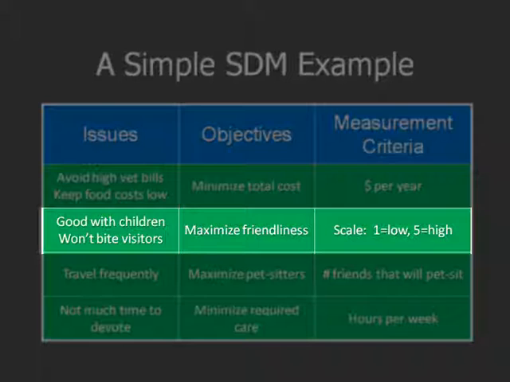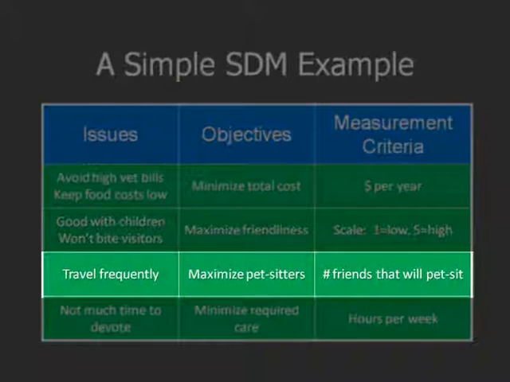And so maybe I would measure that on a scale from 1 to 5, where 1 is low friendliness and 5 is high friendliness. So that's a kind of constructed scale. I had the concern about traveling frequently. So maybe in this case, what I realize that means to me is that I want to maximize the number of willing pet sitters amongst my friends. And so I measure that by asking my friends and counting up the number who would be willing to pet sit for a pet of a particular kind.